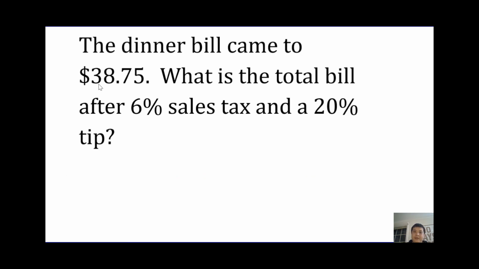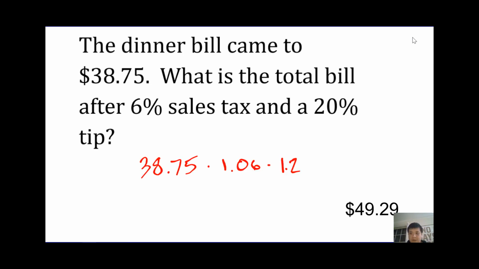A dinner bill came to $38.75. What was the total bill after a 6% sales tax and a 20% tip? Go ahead and try this one out on your own. What you should have found was that the answer was $49.29 because both of these are markups, so we're doing 1.06 and 1.2 and multiplying those by 38.75.